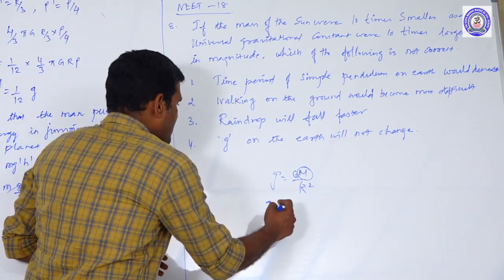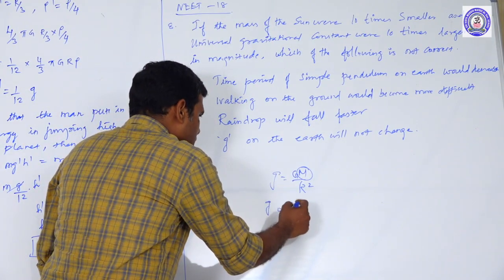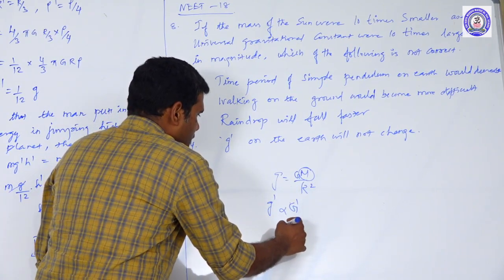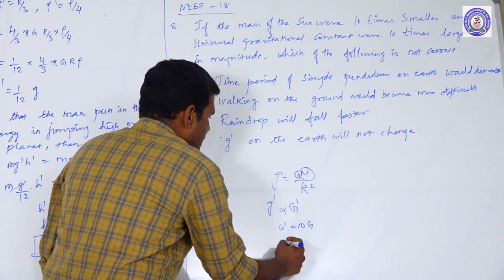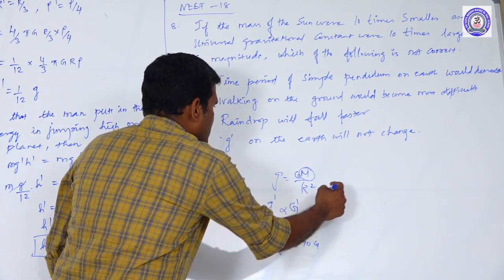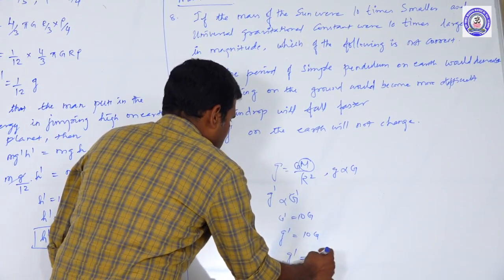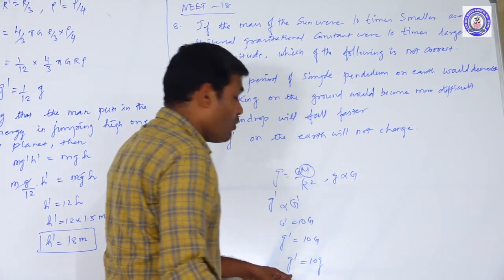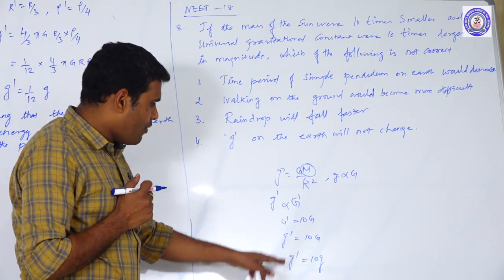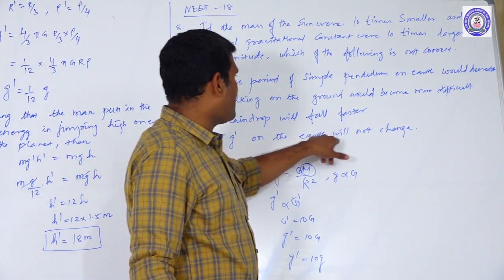So we can simply write g is directly proportional to capital G. If capital G becomes 10 times larger, then g prime will also become 10 times that of g. So here g is proportional to G, and g prime is equal to 10 times that of g. What happens here is that the value of acceleration due to gravity on earth increases by 10 times. But in the fourth option it is given that g on the earth will not change.